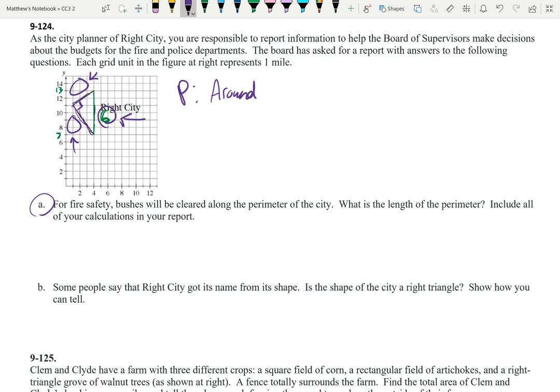And then for part B, it says, some people say the right city got its name from its shape. Is the shape of the city a right triangle? Show how you can tell. So I just kind of went up and assumed that this was a right angle, but how can I know for sure whether or not it would be a right angle? Is this in fact Wright City, or is the name misleading?